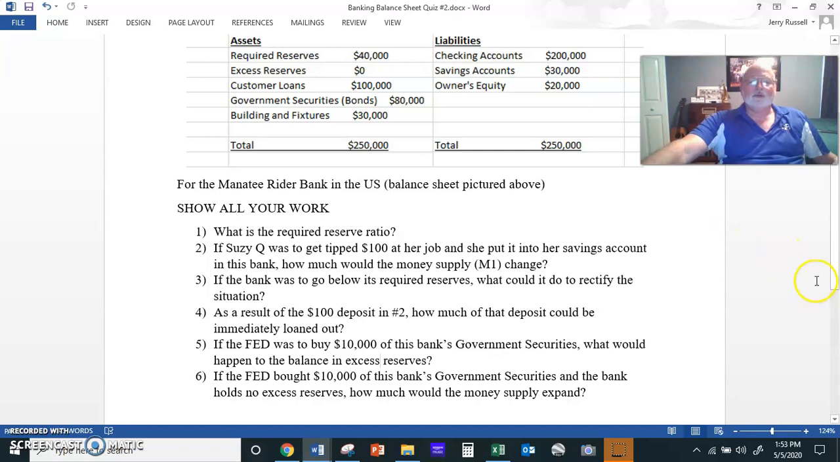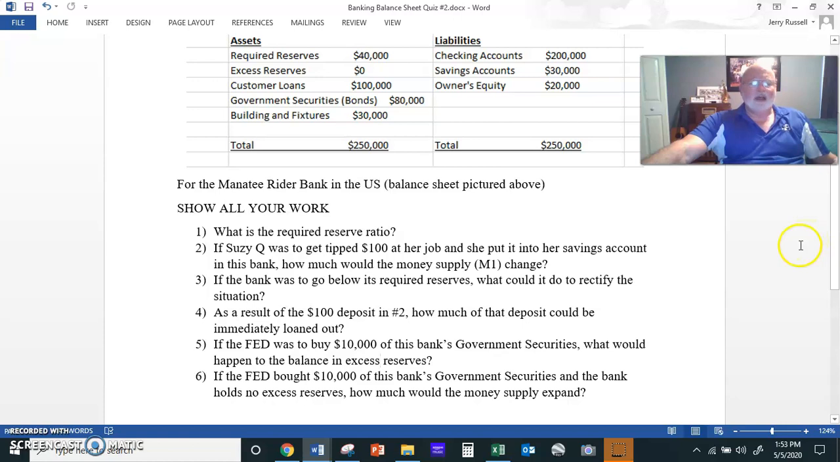Okay. Number three, if the bank was to go below its required reserves, what could it do to rectify the situation? It could borrow from another bank or it could borrow from the Fed. As a result of the deposit in number two, how much of that deposit could be immediately loaned out? Well, all of savings can be loaned out. And so it was a $100 deposit, so $100 of it could be loaned out.